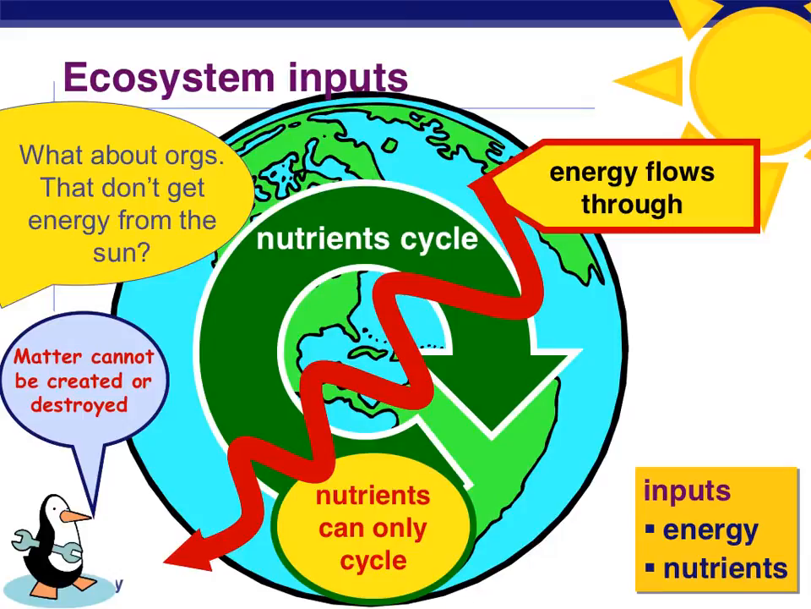Now, what about the organisms that don't get energy from the sun? How are they getting their food? How are they getting their nutrients? Well, something else is going to utilize that energy and turn it into a usable form of matter for those organisms that can't make it themselves.